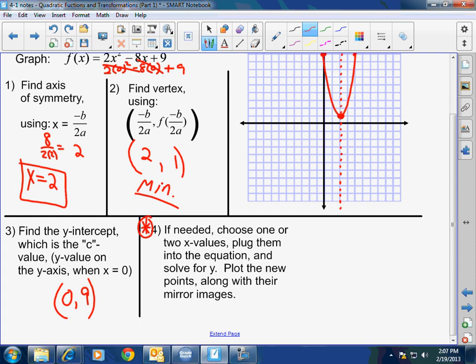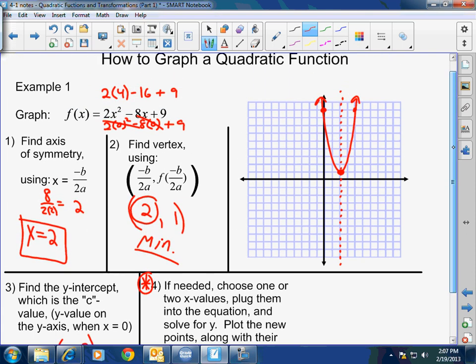You had a question, sir? Yeah, how did you get the point on the bottom? You mean my vertex? I already went over that. I plugged 2 into the equation. Come again? This is the vertex, 2, 1. This is the y-intercept, which is 0, 9. If you guys forgot about how to graph points, you're in big trouble.